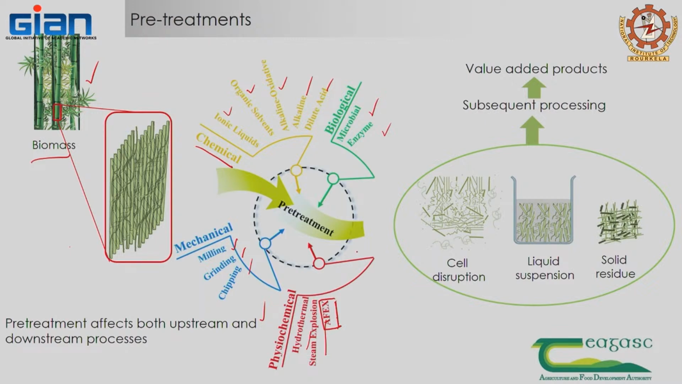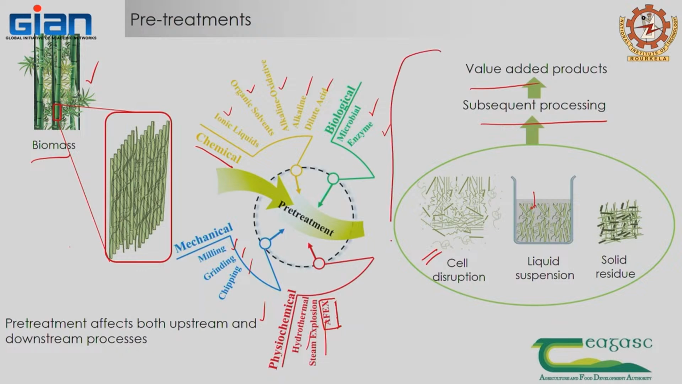Why do we do this pre-treatment? To disrupt the cells. When the cell is disintegrated and then you add your solvent, the solvent will dissolve your target compound. Suppose you want to extract oil from the protein plus oil suspension. The moment you add hexane, only the lipid will be dissolved in hexane, not the protein. But if you add water, only protein will be dissolved in water if it is soluble in water, and then with subsequent processing you get your product.